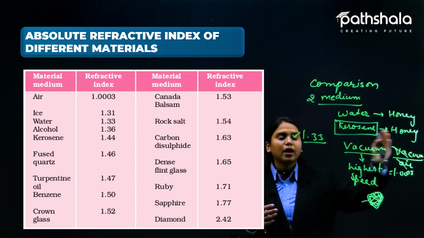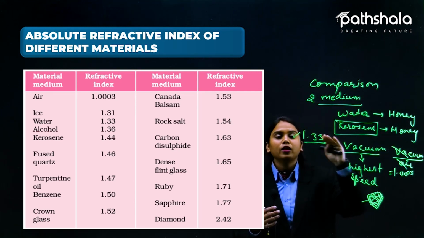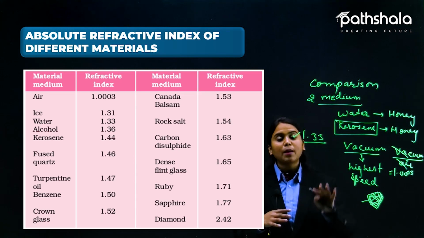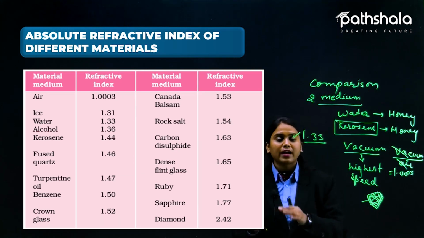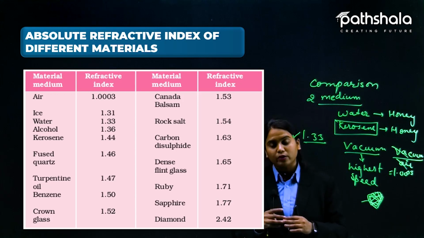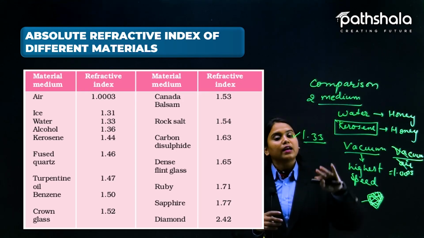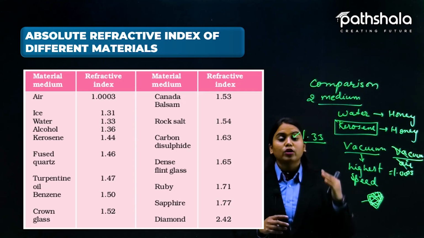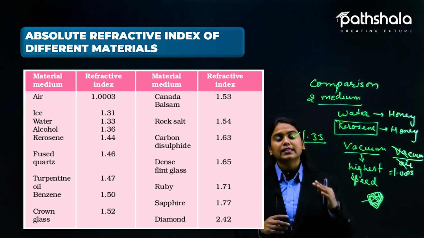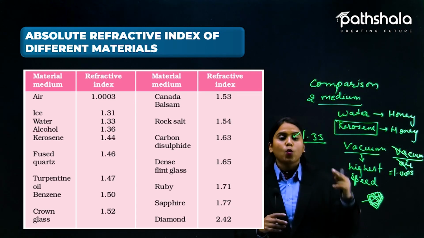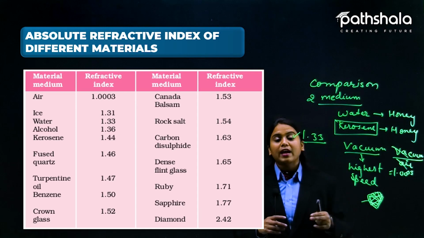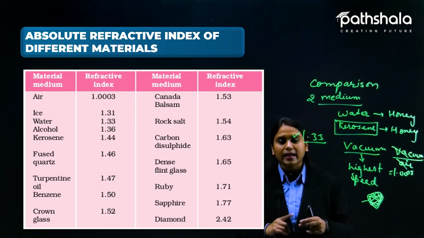Like if someone directly asks you to compare honey and kerosene, then you can directly put their absolute refractive index values with respect to vacuum, and you can find the value. The answer you are going to get is the same thing that you will get by keeping the values as we have done in the case of refractive indexes.